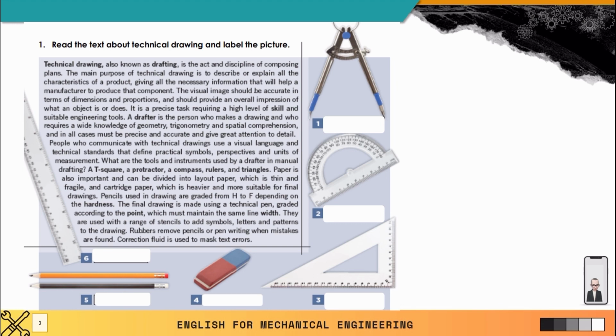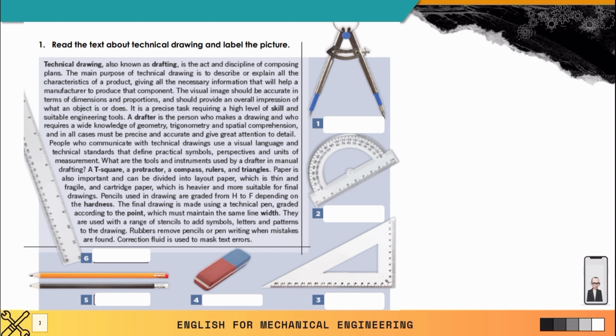We will have to read the text about technical drawing and label the picture. Right, so technical drawing, also known as drafting, is the act and discipline of composing plans. The main purpose of technical drawing is to describe or explain all the characteristics of a product, giving all the necessary information that will help a manufacturer to produce that component. The visual image should be accurate in terms of dimensions and proportions and should provide an overall impression of what an object is or does. It is a precise task requiring a high level of skill and suitable engineering tools.